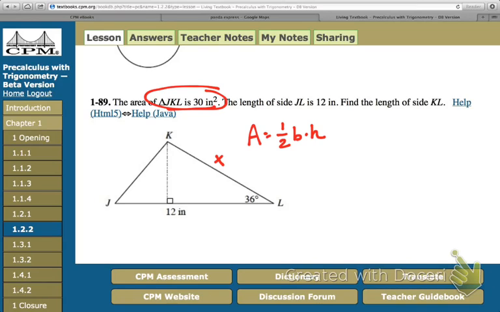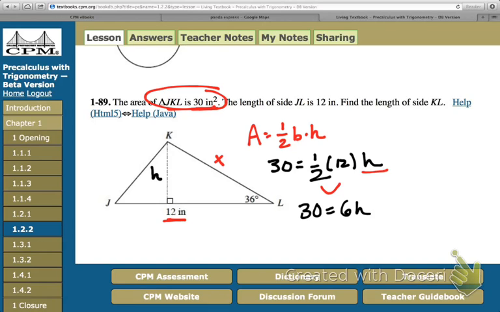Now, we have the base and we have the area, so we can go ahead and substitute both of those in. 30 equals 1/2 times 12 times our height, which we do not know, which we're going to label h. Since we're solving for one variable, h, we can go ahead and combine these. 1/2 times 12, we get 30 equals 6h. Divide each side by 6. h is equal to 5.